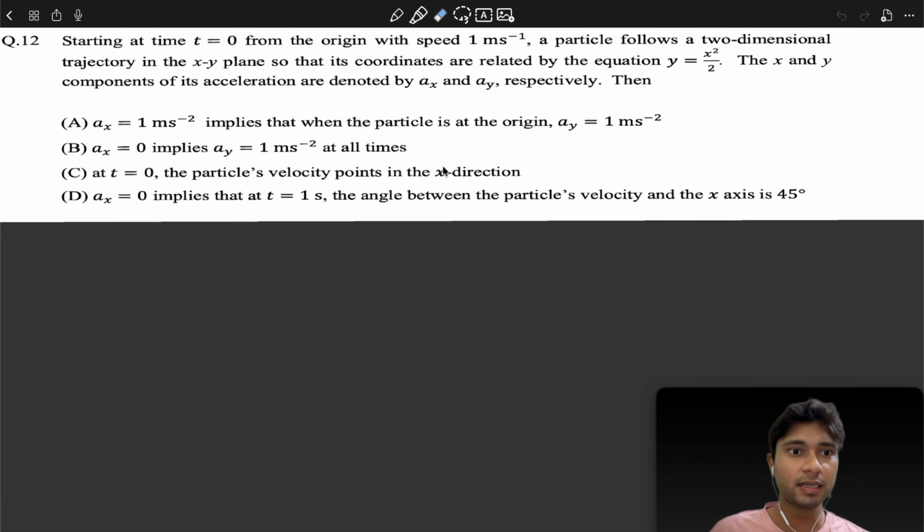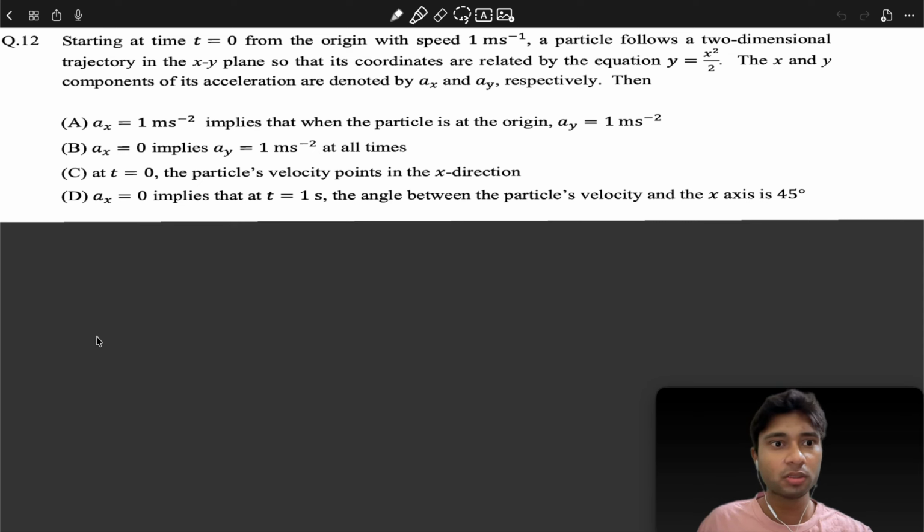Let's start. It is given that at time t equal to 0, from the origin with speed 1 meter per second, a particle follows a two-dimensional trajectory in the xy plane so that its coordinates are related by the equation y equal to x square by 2, where x and y are the xy coordinates of the particle. The x and y components of its acceleration are denoted by ax and ay respectively. Then we have to check all these four conditions.